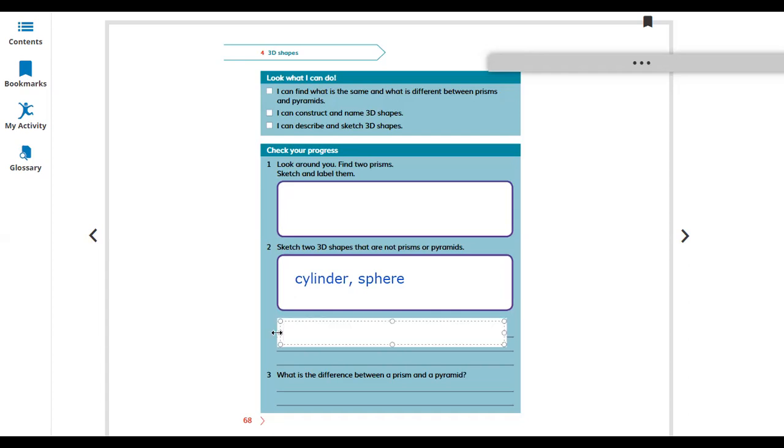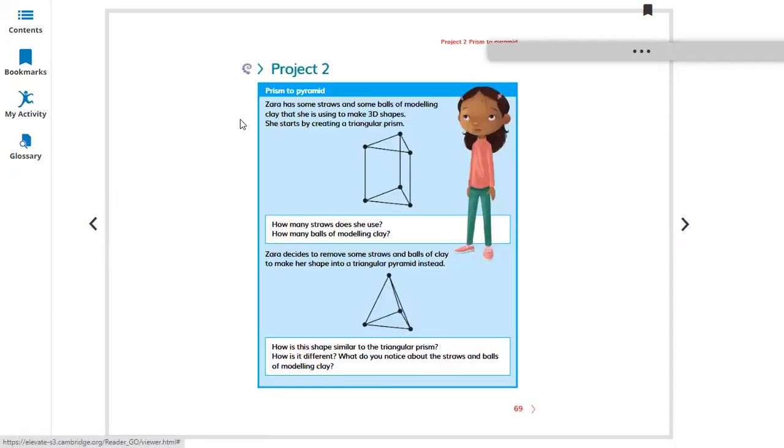Actually, what is a prism? A prism is a 3D shape with flat surfaces. In simple words, with flat surfaces, and a pyramid is also a 3D shape, but it has a polygon base and flat triangular faces. Flat surfaces in a prism and flat triangular faces in a pyramid. So for 2 and 3, you can give the same answers, and the project is student based. So the student can do it by himself.